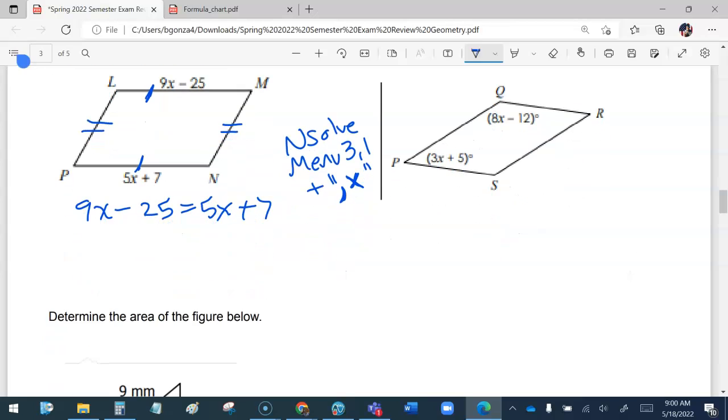When x is on both sides, you get rid of the smaller x, which is 5x. Minus 5x, minus 5x.